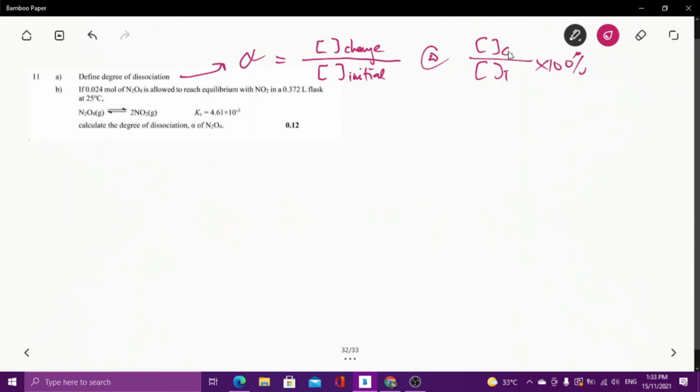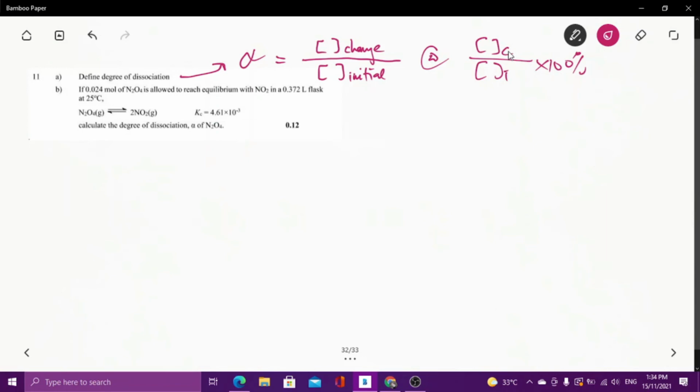So to apply this, let's look at question 11b. If 0.024 mole of N2O4 is allowed to reach equilibrium with NO2 in a 0.372 liter flask at 25 degrees Celsius, so dia dah bagi equation with the value of Kc is already given. So they ask you to find the degree of dissociation alpha of N2O4. So dia nak alpha untuk N2O4 tu. Macam mana kita nak kira?